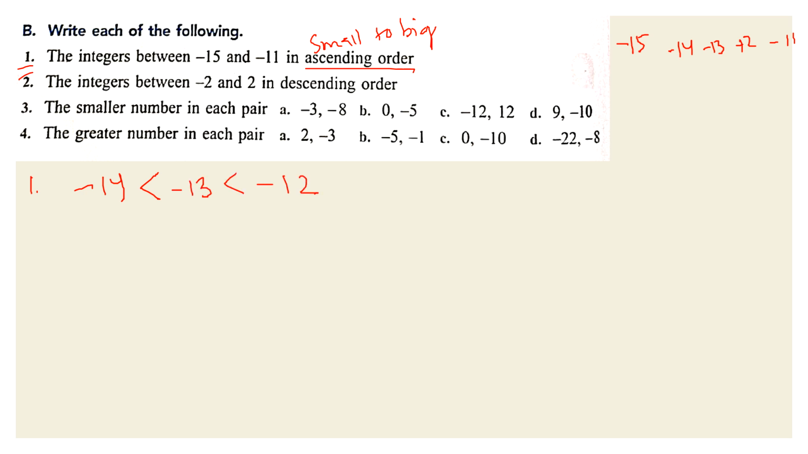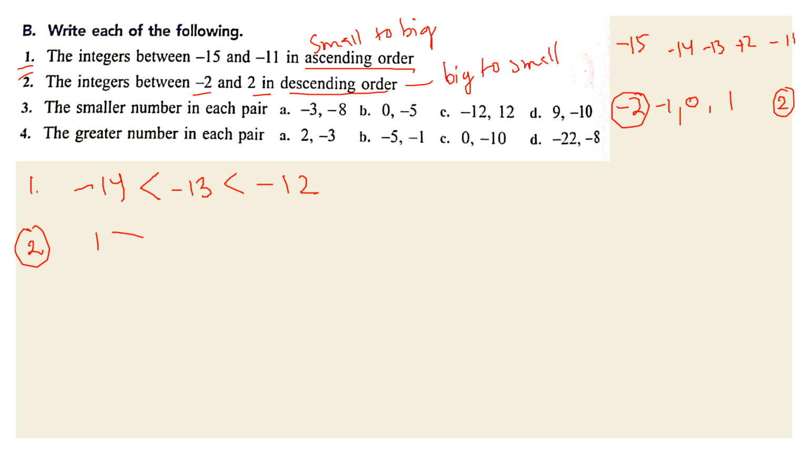Okay, that's it. Now question number 2, the integers between minus 2 and 2 in descending order. Descending order means big to small. That is just the opposite of ascending order. The integers between minus 2 and 2 are, you see, minus 1, 0 and 1. So these three are there. In descending order it is 1, 0, minus 1.